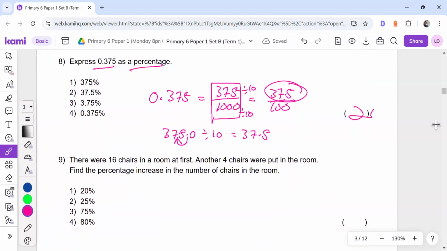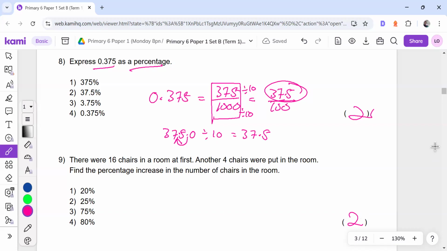Number 9, what's the answer? Let me see. Oh dear, I can't find the answer. Answer number 2. All right, Cedric, are you here? Cedric is not here. Okay, never mind.